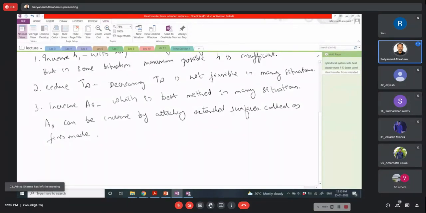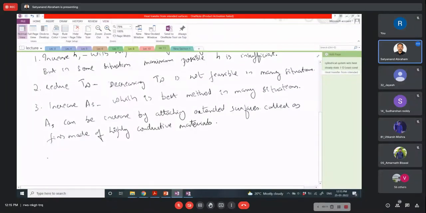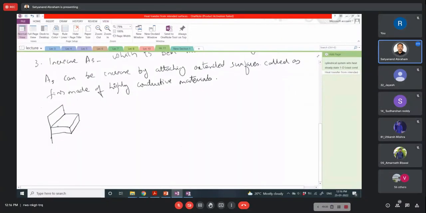Okay, so the fins are made of highly conductive materials. So it should be highly conductive materials. So here, what we are saying is instead of a simple surface over here, we are going to have an extended surface. So that's how we are increasing the surface area.